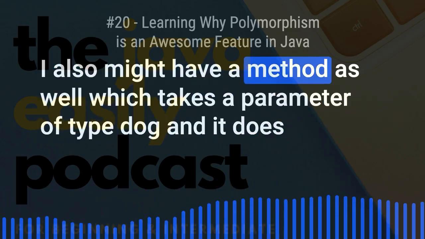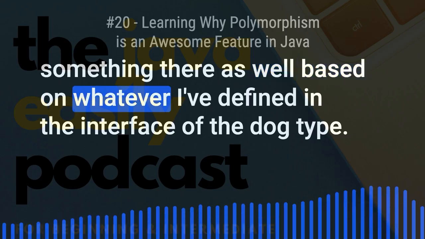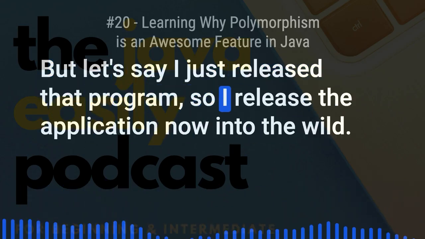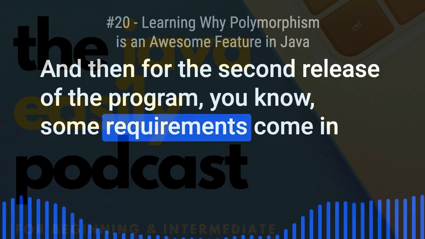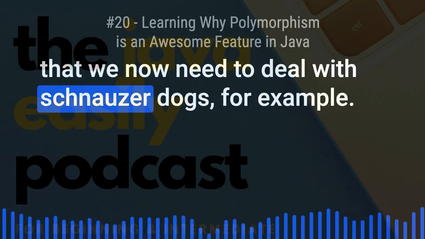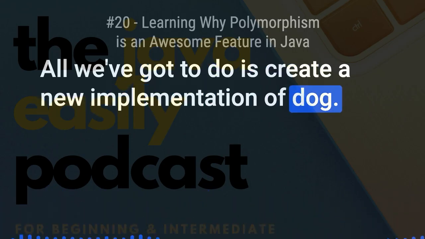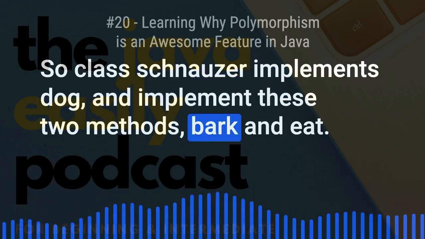I also might have a method which takes a parameter of type dog and does something there as well, based on whatever I've defined in the interface of the dog type. But let's say I just released that application out into the wild. And then for the second release of the program, some requirements come in that we now need to deal with Schnauzer dogs, for example. Well, no problem. All we've got to do is create a new implementation of dog. So class Schnauzer implements dog and implement these two methods, bark and eat.